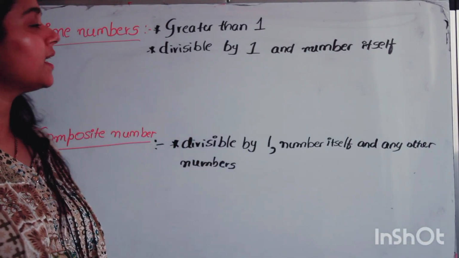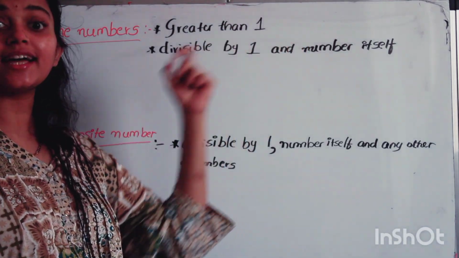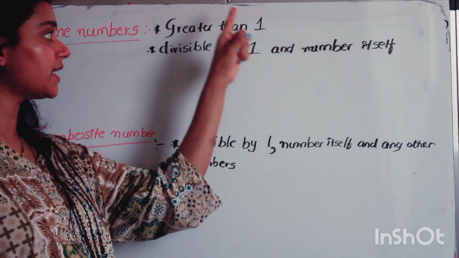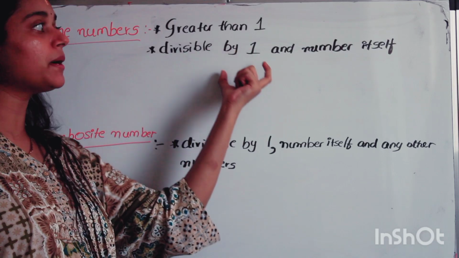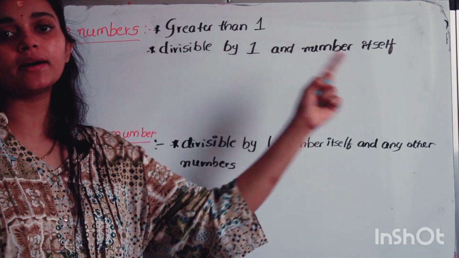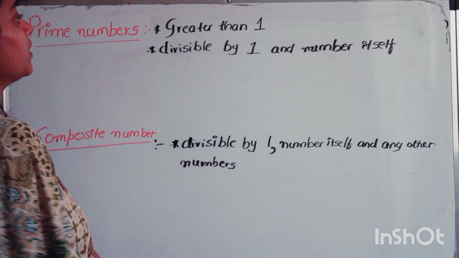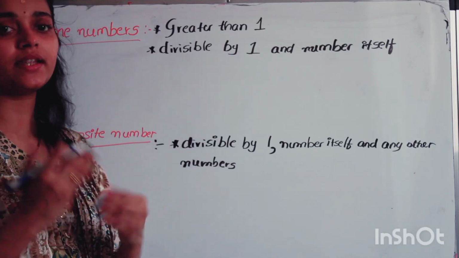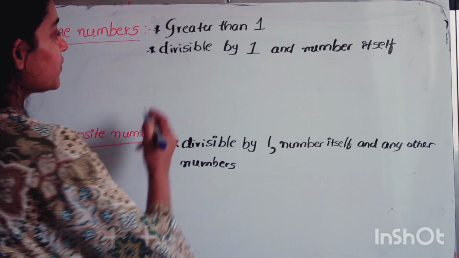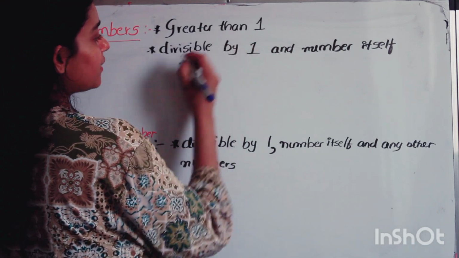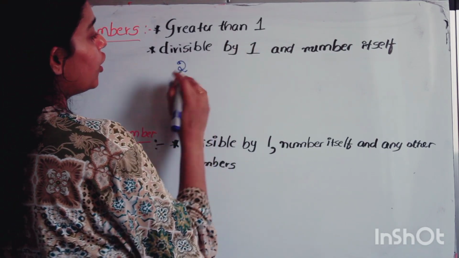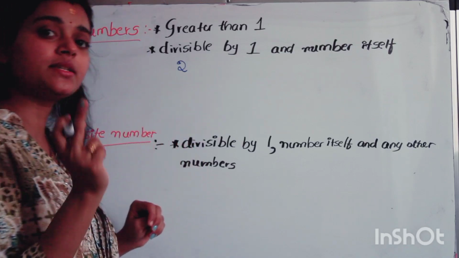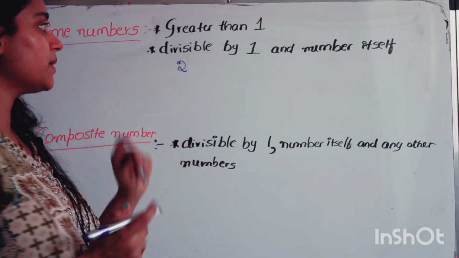A prime number is a natural number greater than 1 that is divisible only by 1 and the number itself. For example, 2 is greater than 1, so you should start from 2. 2 is divisible by 1 and the number itself.